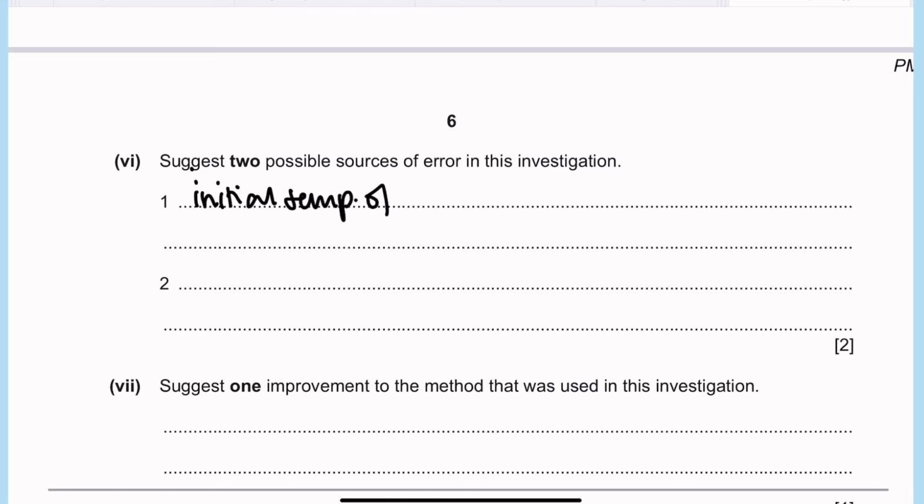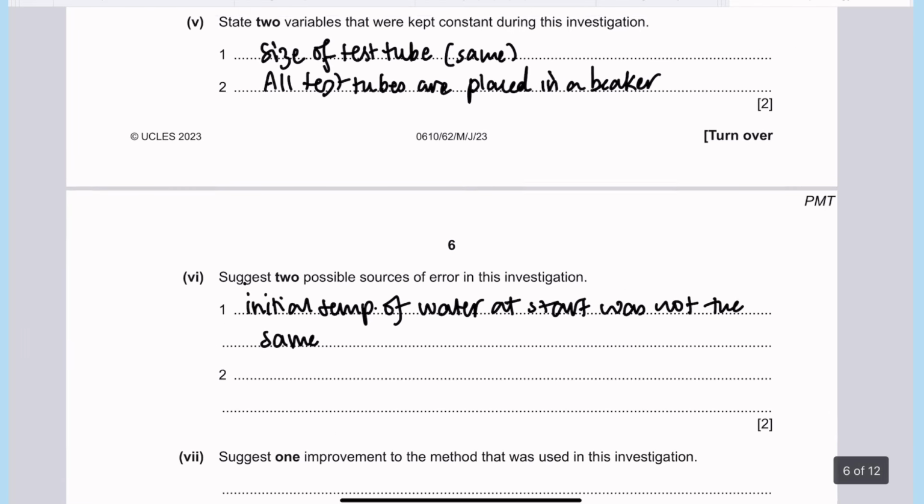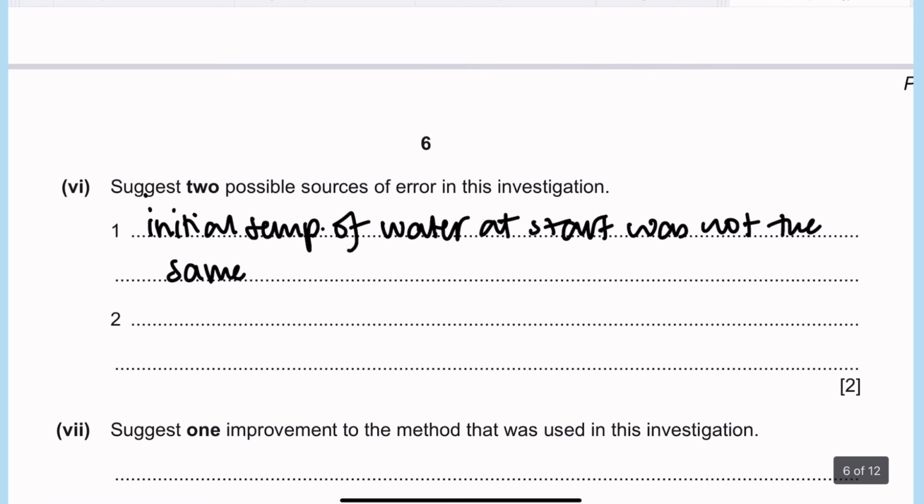Temperature of the water at the start was not the same. And you can also say, okay, let's see, maybe the surrounding temperature was not the same, but that does seem quite similar to the first answer that you've given.